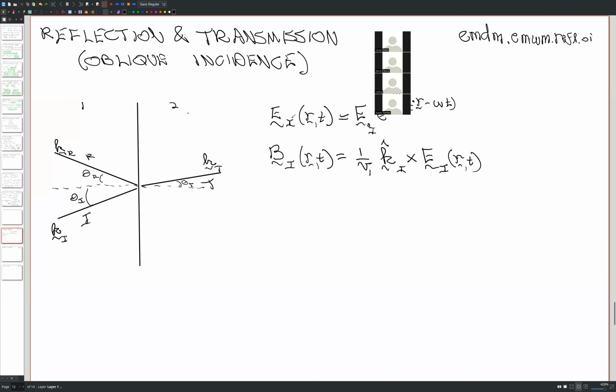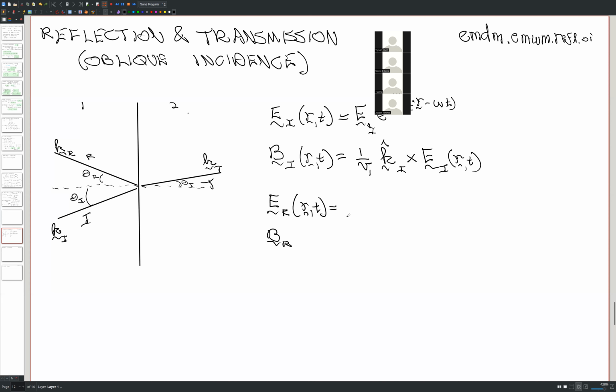Okay, so with these electromagnetic fields, I have solved the Maxwell equations as far as this incident wave is concerned. So that's already a complete solution. Now, for the reflected wave, I'm going to have exactly the same thing. E reflected, B reflected, really the same thing.